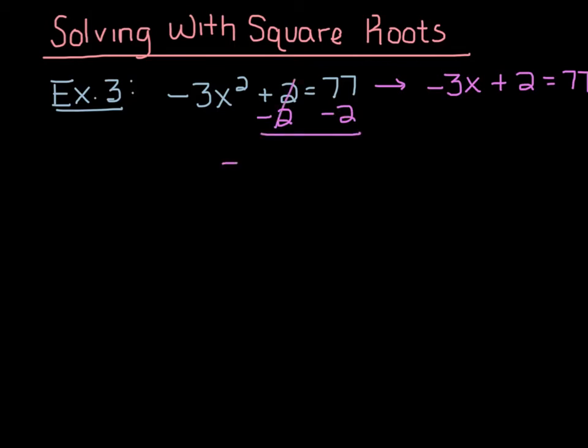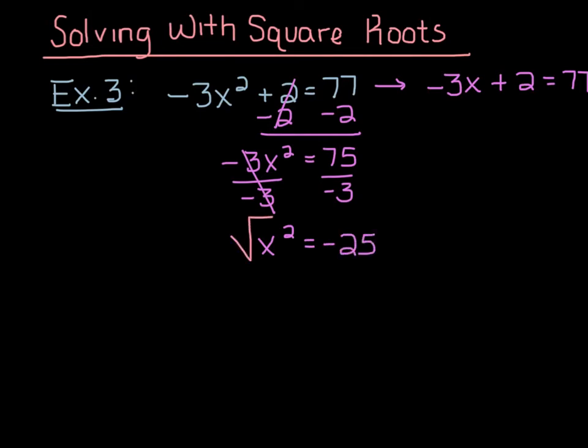So I end up with negative 3x squared equals 75. Divide by negative 3. Divide by negative 3. And I end up with x squared equals negative 25. Okay, now I'm going to take a square root. So let's go ahead and take a square root and a square root.